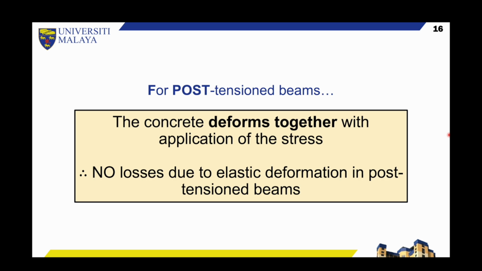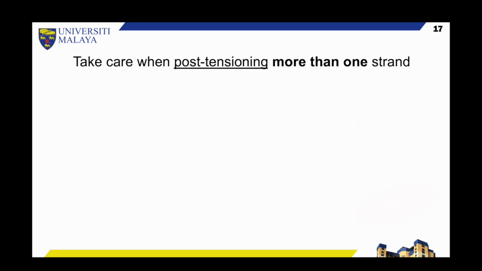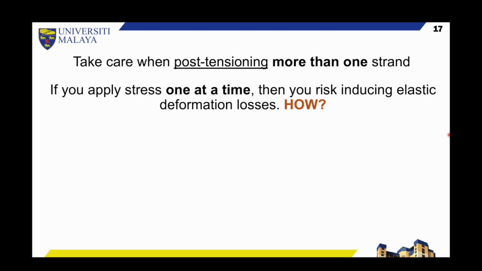There are no losses due to elastic deformation in post-tension beams, but there's a very special case, a certain scenario, that you need to take into account, which is when you are post-tensioning a beam or member with more than one strand. If you apply stress one at a time to each of the strands, then you risk inducing elastic deformation losses. How? I just mentioned that there's no elastic deformation losses in post-tension beams, but now I'm saying there is. So which one is it?